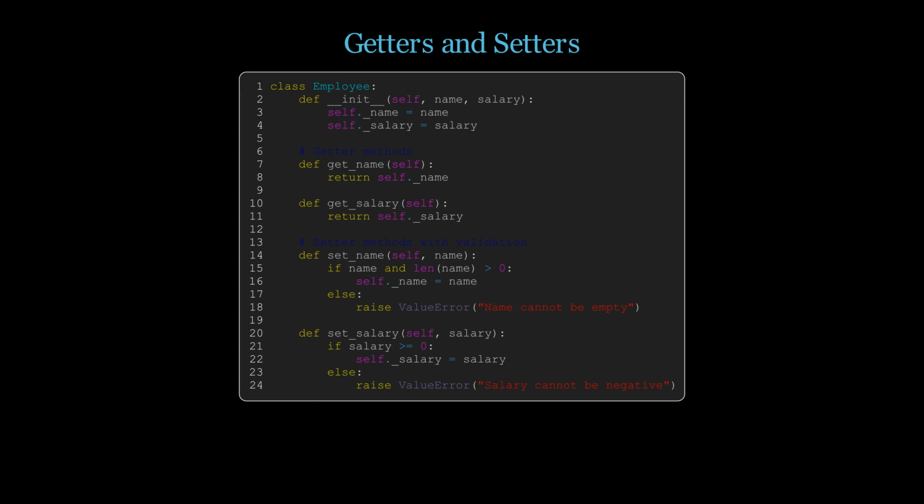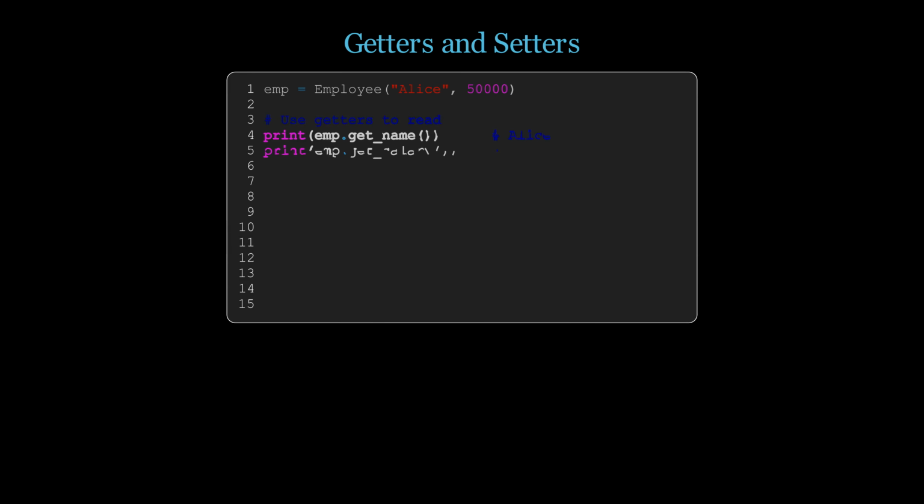Getters and setters are the classic encapsulation pattern. Using getters and setters provides controlled access. Get_salary reads the value. Set_salary modifies it with validation. Attempting to set a negative salary raises value error. Protecting data integrity. This pattern ensures objects maintain valid states throughout their lifetime.